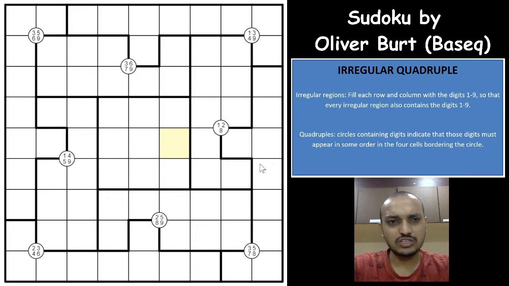Now this Sudoku is constructed by Oliver Butt, and I really thank the author for such a wonderful Sudoku. I was really attracted by the design of this Sudoku. If you see the design here, very few givens, and it's an irregular Sudoku. So I really love the way it has been designed. It's really creative, so I really wanted to cover a video on this Sudoku.